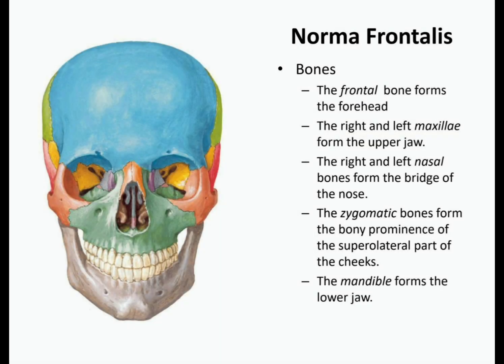This is a picture of norma frontalis. The bones are the frontal bone, which we can see in blue color, forms the forehead; the left and right maxilla form the upper jaw; the right and left nasal bone form the bridge of the nose; the zygomatic bone forms the bony prominence of the superior lateral part of the cheeks; and the mandible forms the lower jaw. The mandible is the only part of the skull which can be moved.